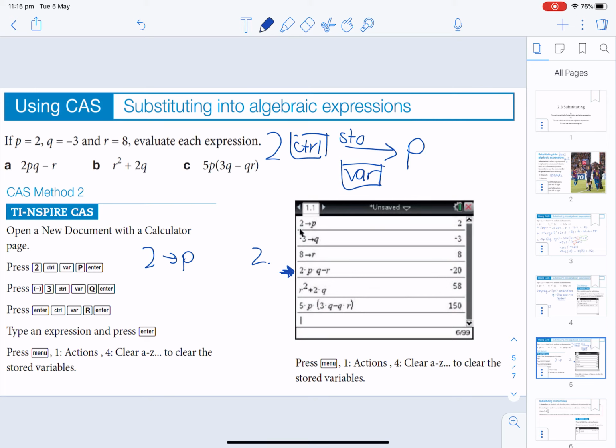Now, if you want to clear any of the values, you press your menu button, choose 1 for actions and 4 for clear A to Z, and that will clear any of the values that have been stored into your CAS.